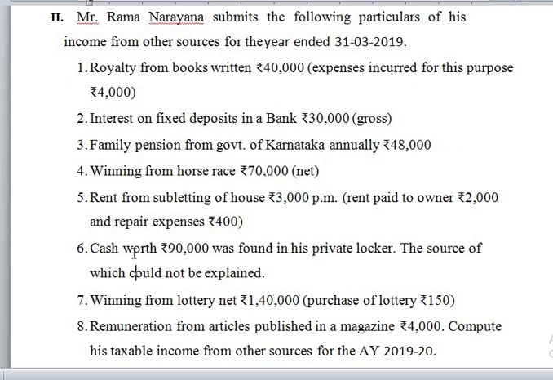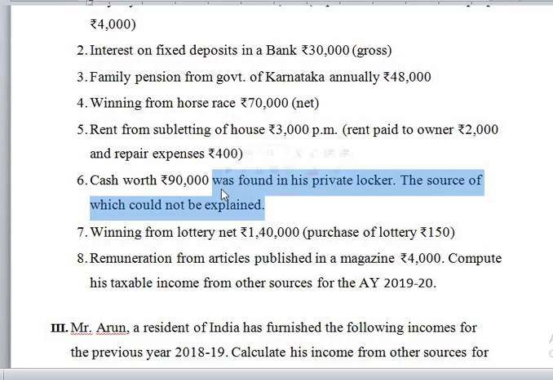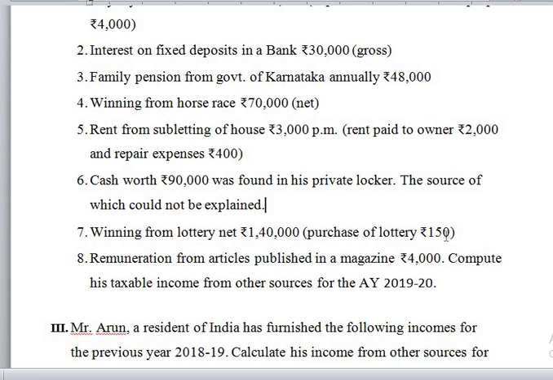The next, cash worth rupees 90,000 was found in his private locker, the sources of which could not be explained. It is a kind of undisclosed income, that is taxable. Winning from lottery, net rupees 1,40,000. Purchase of lottery, rupees 150. So it is a casual income. They have given net balance, so that should be grossed up by 30%. But here any expenditures incurred on casual incomes should not be allowed as deductions, so we should take only the income.